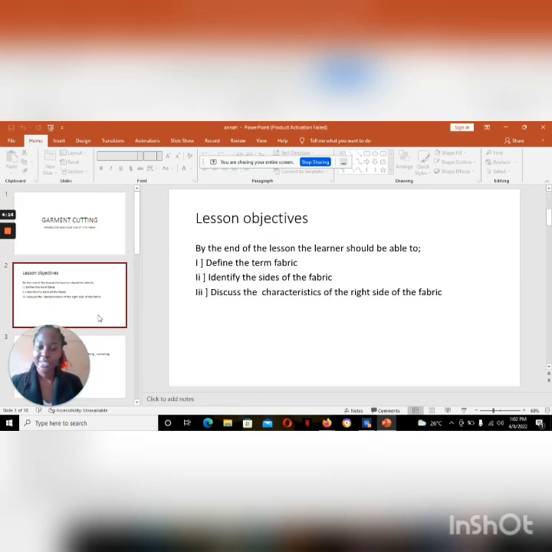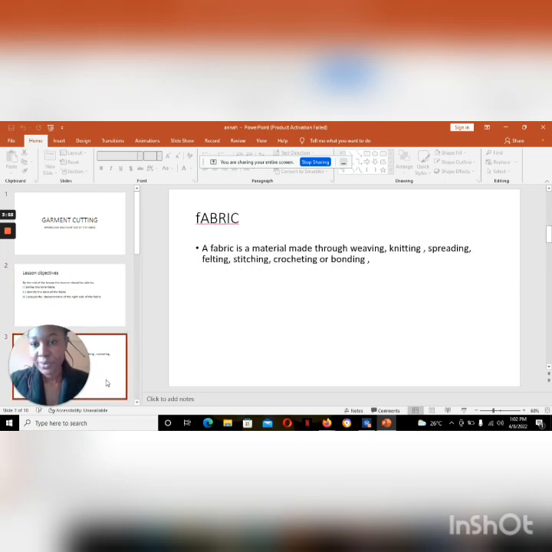The objectives of today's lesson: by the end of the lesson, the learner should be able to define the term fabric, identify the sides of the fabric, and discuss the characteristics of the right side of the fabric. So we're going to define the term fabric. Lynn, can you define the term fabric?